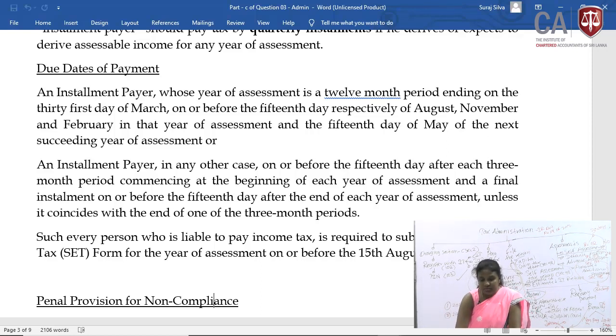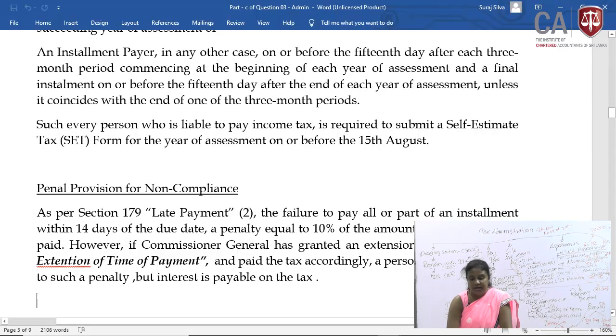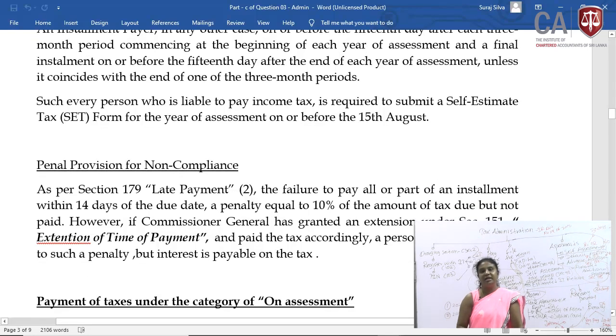Likewise, the second provision is there. Then the final installment on or before the 15th day after the end of each year of assessment. That means if the year of assessment ends on 31st December in any case, then the payment of the 4th quarter shall be made on or before 15th January. Okay. Then I have included an additional point. Every person who is liable to pay income tax is required to submit a self-estimate tax, which is the statement of estimated tax for the year of assessment, on or before 15th August. It's compulsory.